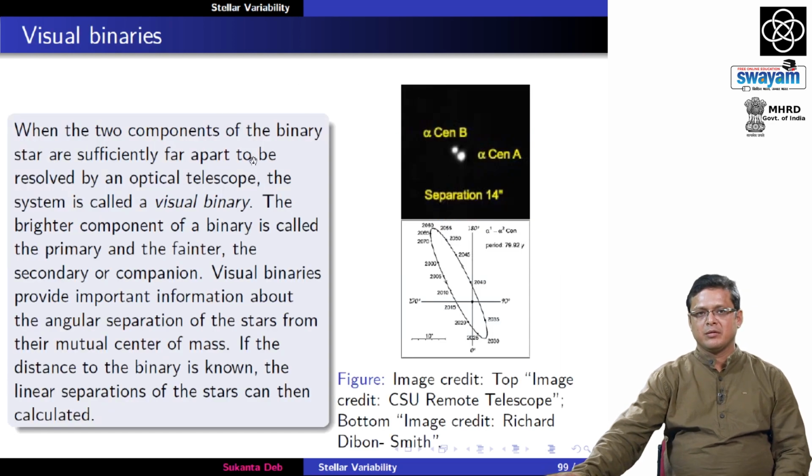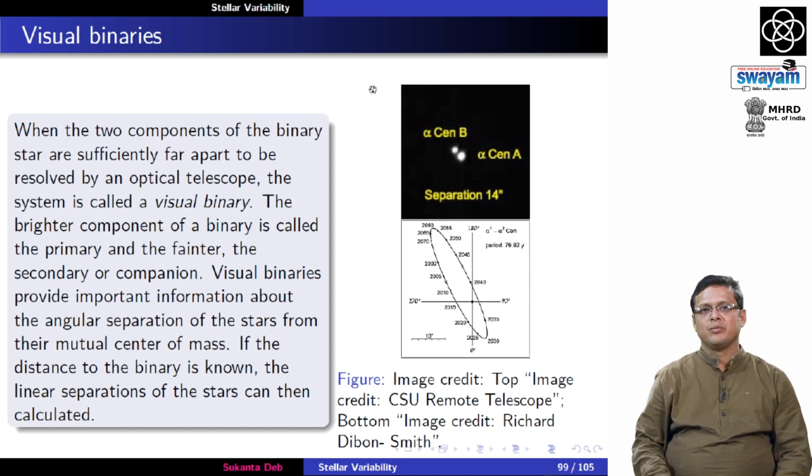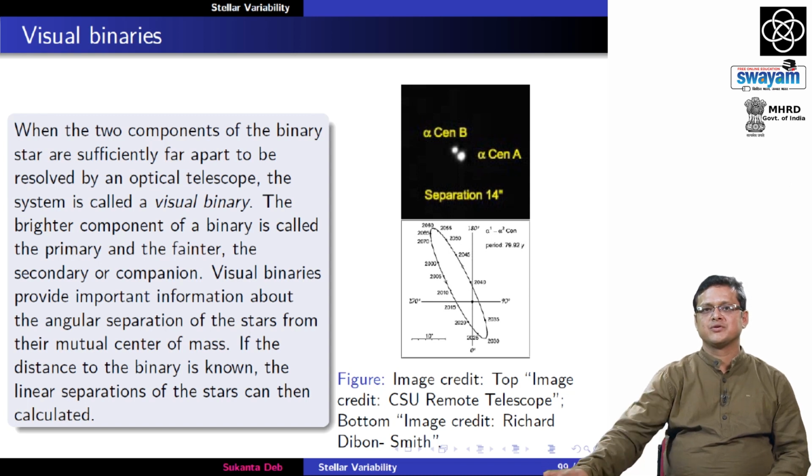So, we will now understand visual binaries. When the components of the binary star are sufficiently far apart to be resolved by an optical telescope, the system is called a visual binary. The brighter component of a binary is called the primary, and the fainter the secondary or companion. Visual binaries provide important information about the angular separation of the stars from their mutual center of mass. If the distance to the binary is known, the linear separation of the stars can then be calculated. Here is one visual binary, Alpha Centauri A and B.